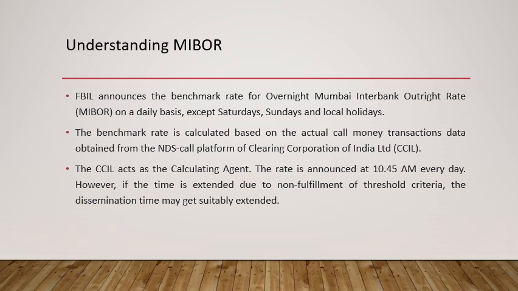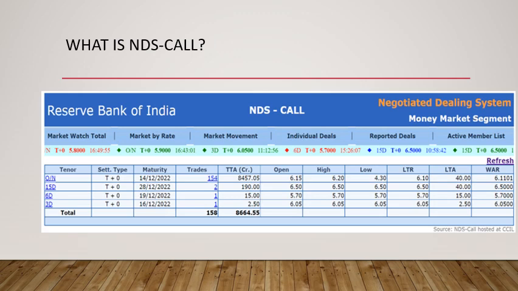Now, the benchmark rate comes from the call system. So it's very important to know what this call system is. NDS Call is a managed platform of CCIL. What do I mean by managed platform? This platform was earlier with RBI. Now RBI has handed over the platform to CCIL to manage this. So on the NDS Call platform, the call money transactions happen, and the call money transactions are typically the overnight transactions, though they can extend up to 365 days.